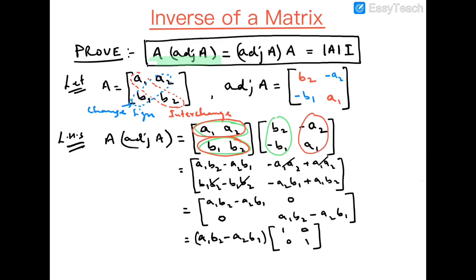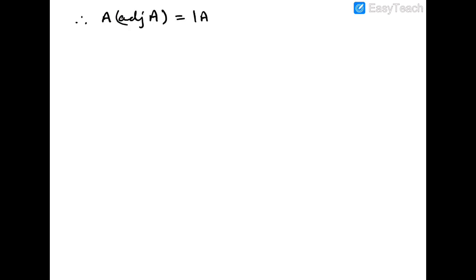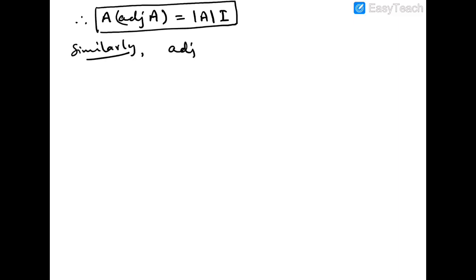Now a1 b2 minus a2 b1 is the determinant of matrix A, and 1 0 0 1 is the identity matrix I. So therefore A times adjoint of A is equal to determinant of A times I. Similarly, we can prove that adjoint of A times A is equal to determinant of A times I.